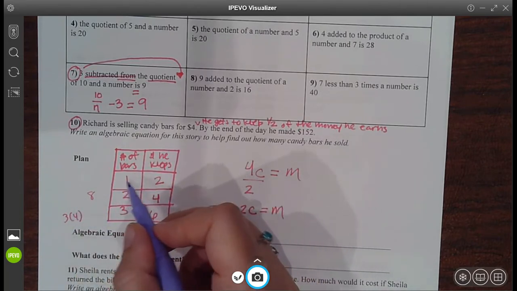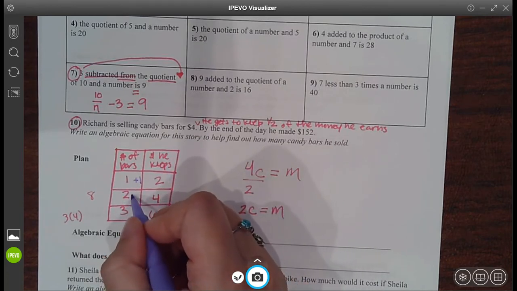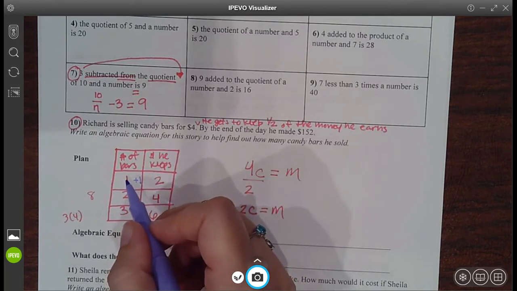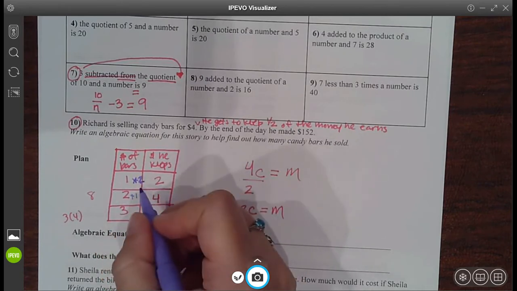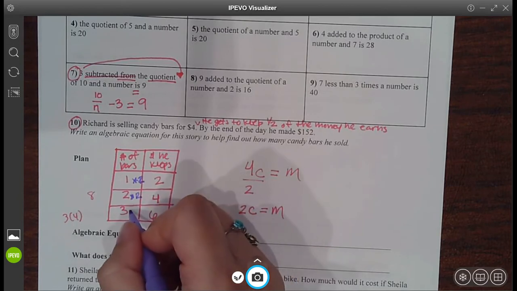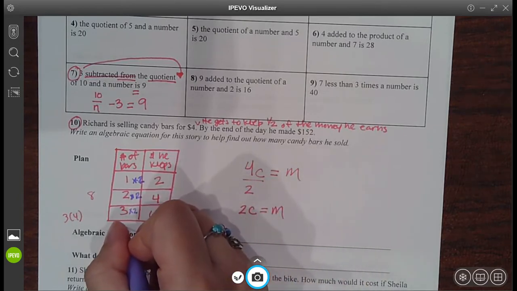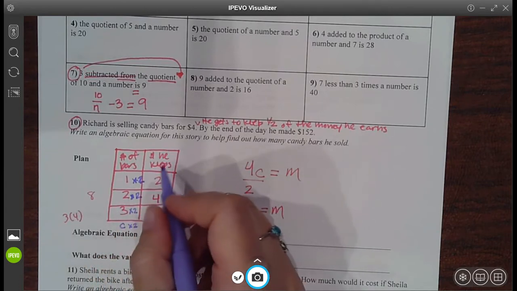What could you do from 1 to get to 2? Oh, I could add 1. Well, does that pattern hold? Is 2 plus 1 equal to 4? No. So let's scratch that. How else could I go from 1 to 2? I could multiply it by 2. Let's see if that pattern holds. Well, 2 times 2 is 4, and 3 times 2 is 6. So however many candy bars he sells, if I multiply that by 2, I'm going to get how much he keeps.